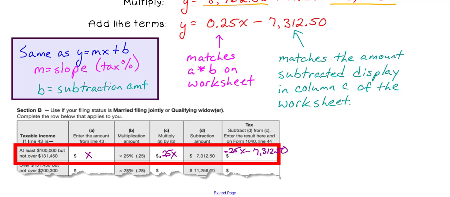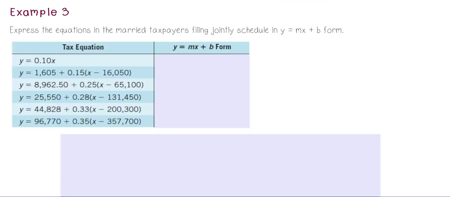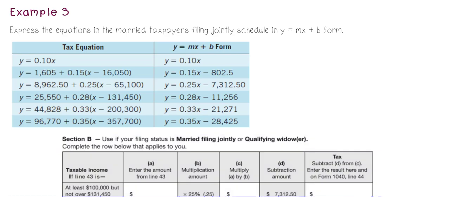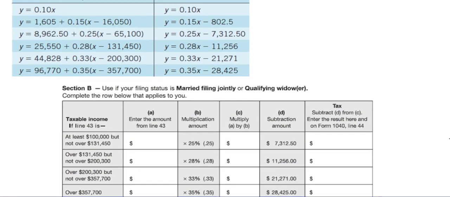So in example 3, we're going to express the equations in the married taxpayers filing jointly schedule in y equals mx plus b format. So we're going to take all of the equations, and you would perform this step for each one. And notice when we look at our worksheet, okay, so the 25% range matches this equation. And if you look, you see that matches our subtraction amount.